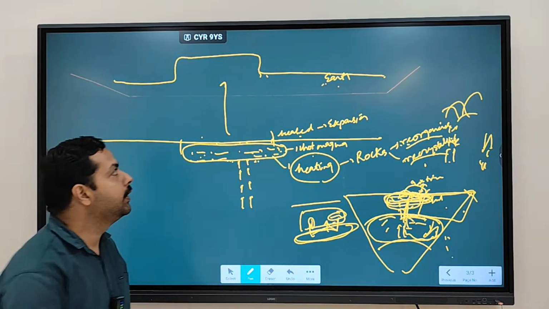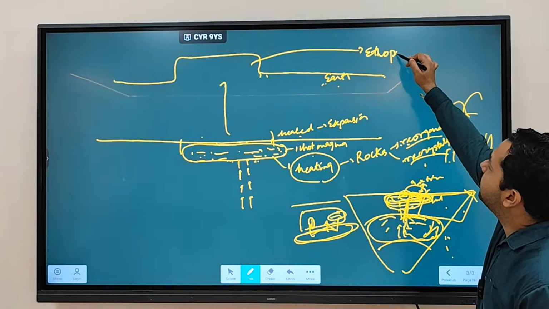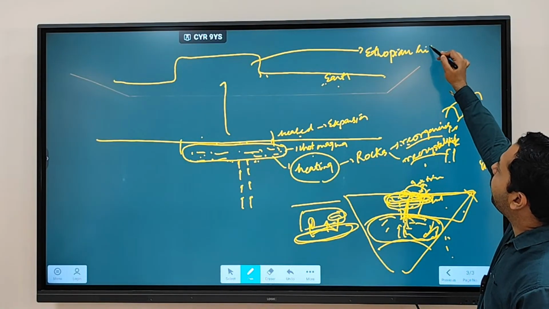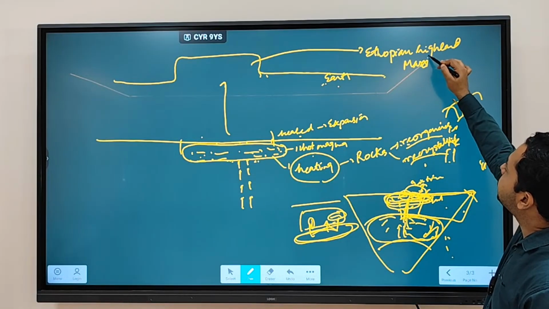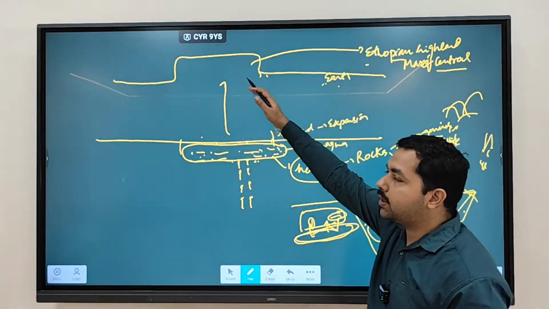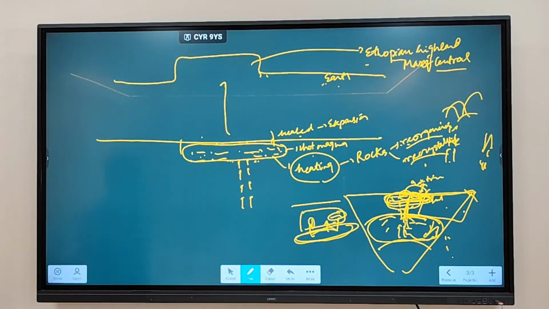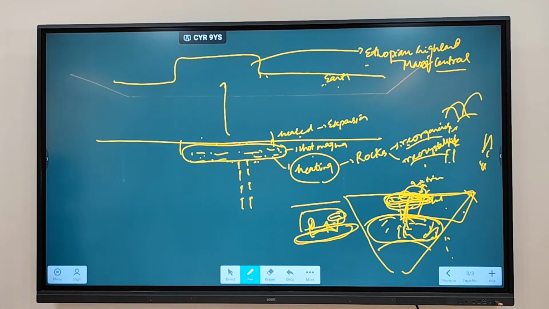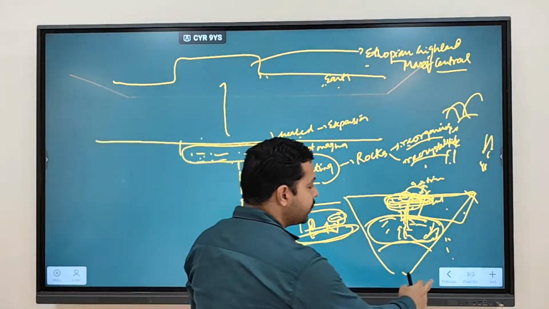For example, Ethiopian highland. Remember last class we discussed the Ethiopian highland region, or you'll find the Massif Central plateau in France. These are created due to what? These are created due to thermal metamorphosis. So Ethiopian highland or Massif Central plateau in France, these are created due to thermal metamorphosis. Fine.